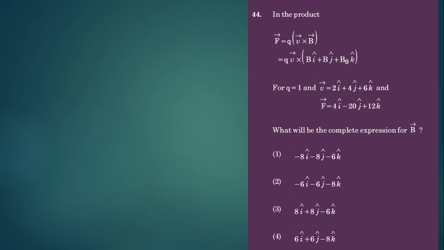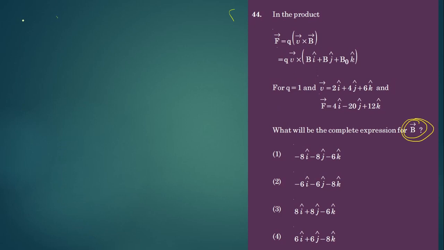This question looks like it belongs to magnetism, but without knowing the magnetism concept, we can solve this. According to the question, F is equal to Q (V cross B). The velocity is given, F is given, and we are supposed to calculate the magnetic field B. First of all, the question is not describing whether F is force, V is velocity, B is magnetic field. It is not required as well. We are supposed to calculate the expression for B. How will we do this?